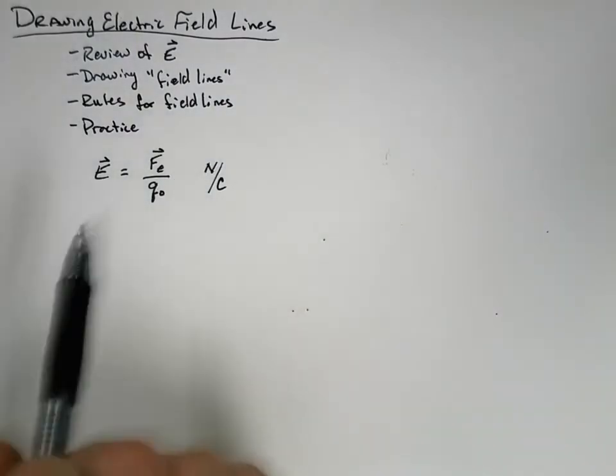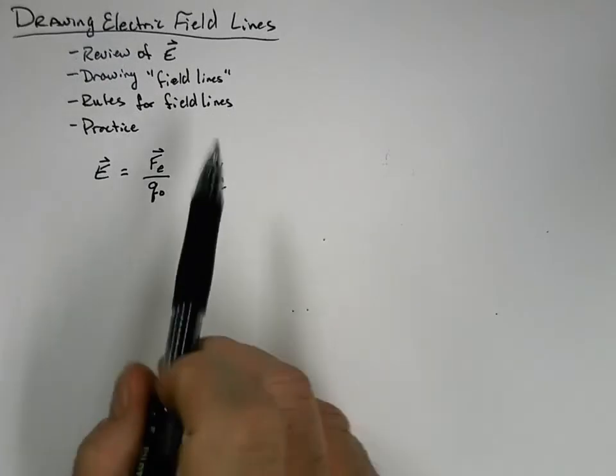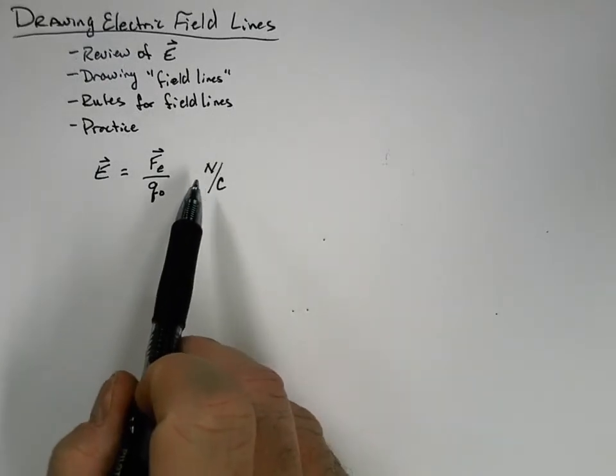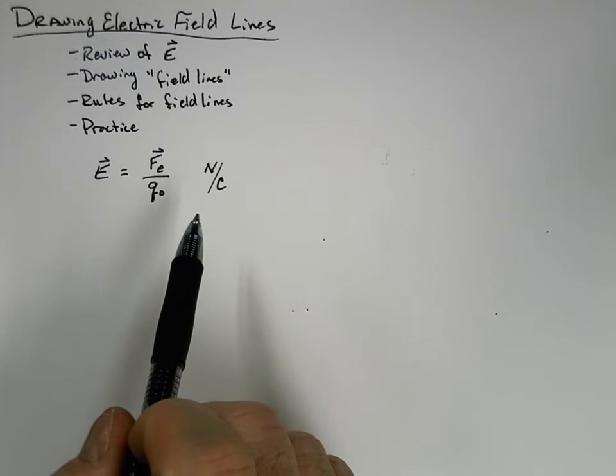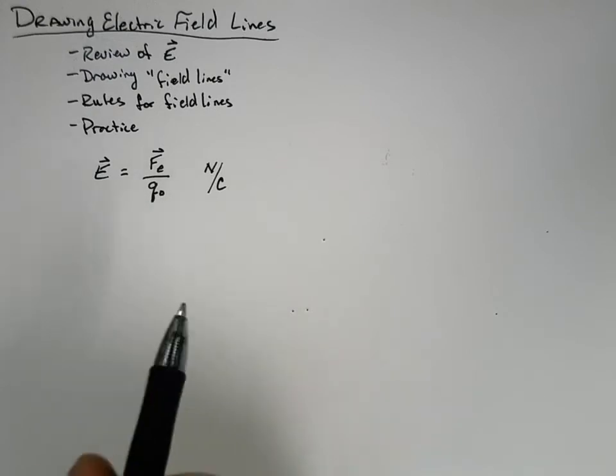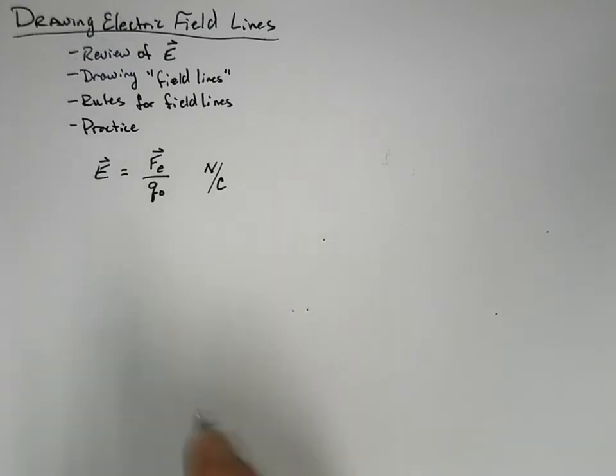So if we're moving around in space around our charged particle, we're going to be experiencing some sort of force that's proportional to the charge on our test particle. And so what does this look like, or how would we describe this?